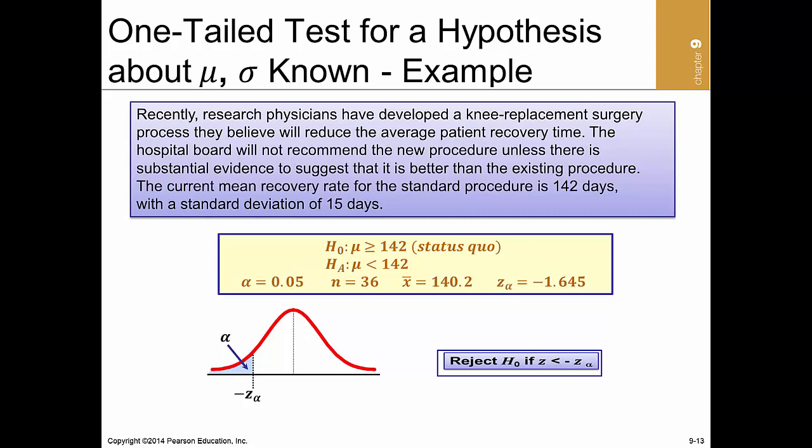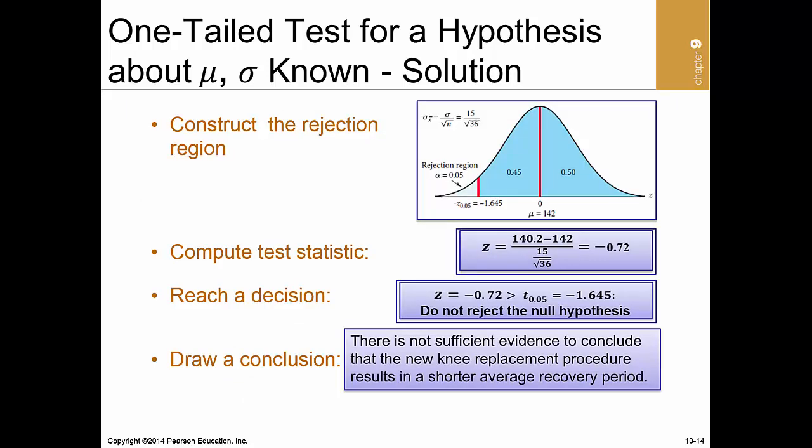So if we get a z-score less than negative 1.645, we will reject the null hypothesis. To do this, we'll construct the region, draw it out on a curve, compute our standard error, which is our sigma, 15 divided by square root 36, and set our lower tail alpha at 0.05, and compute our z-score. So it's the statistic minus the parameter over our standard error for the sample, and the corresponding z-score is negative 0.72.